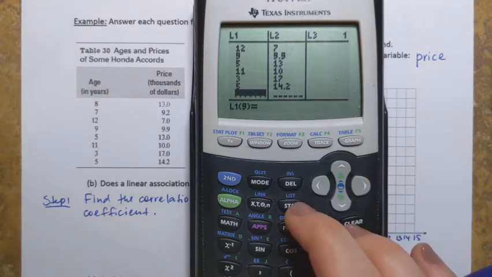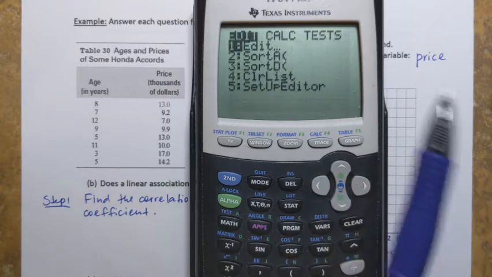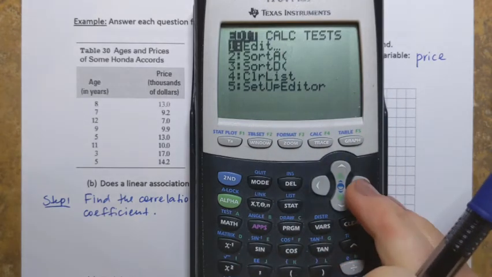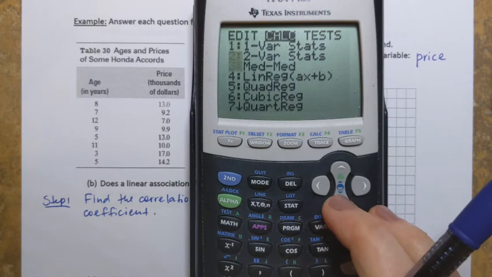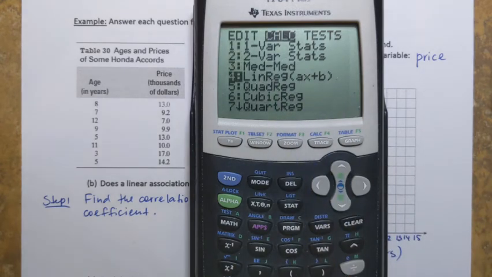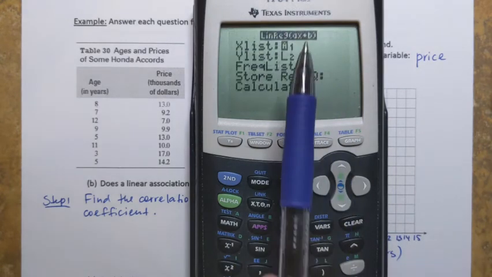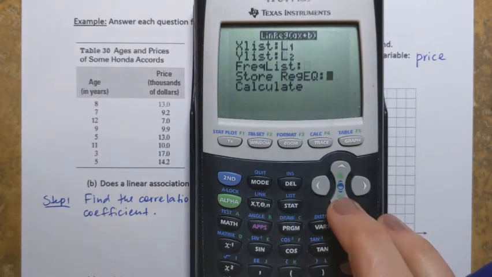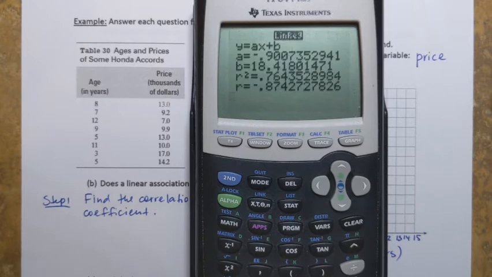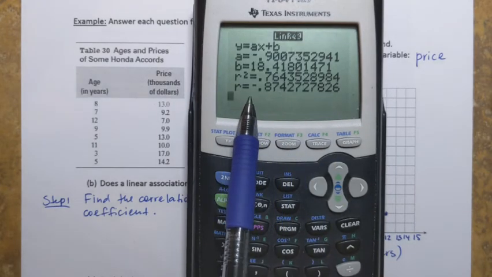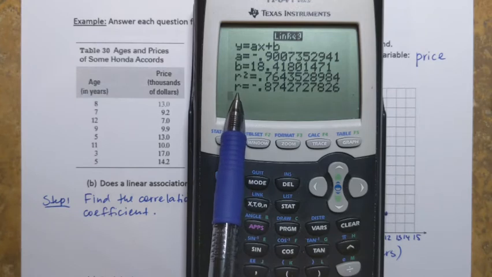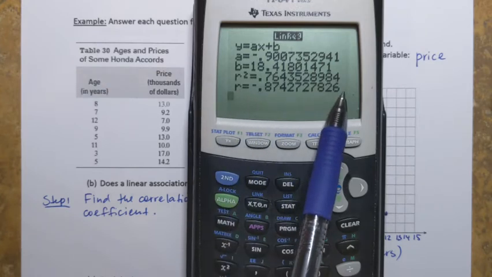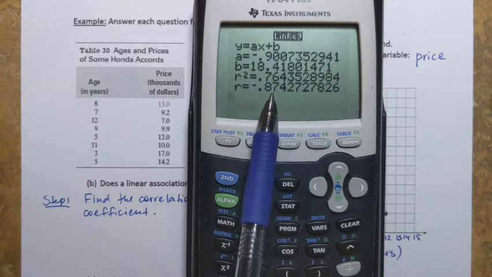Okay, and next we press on Stat again. This time we're going to go to Calc tab, and then go down to line number 4, Lin Reg. I confirm that my data is in list 1 and list 2. Go to Calculate and press Enter. Okay, so here I can see the correlation coefficient. It's denoted by lowercase r. It's negative point, and then I have all those numbers. I'm going to keep 3 decimal places, so negative 0.874.